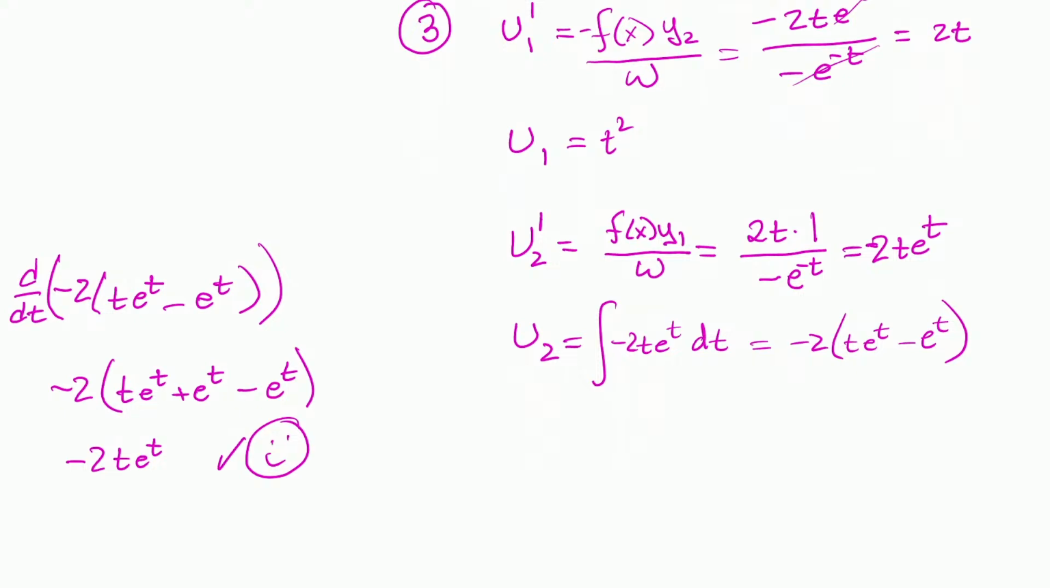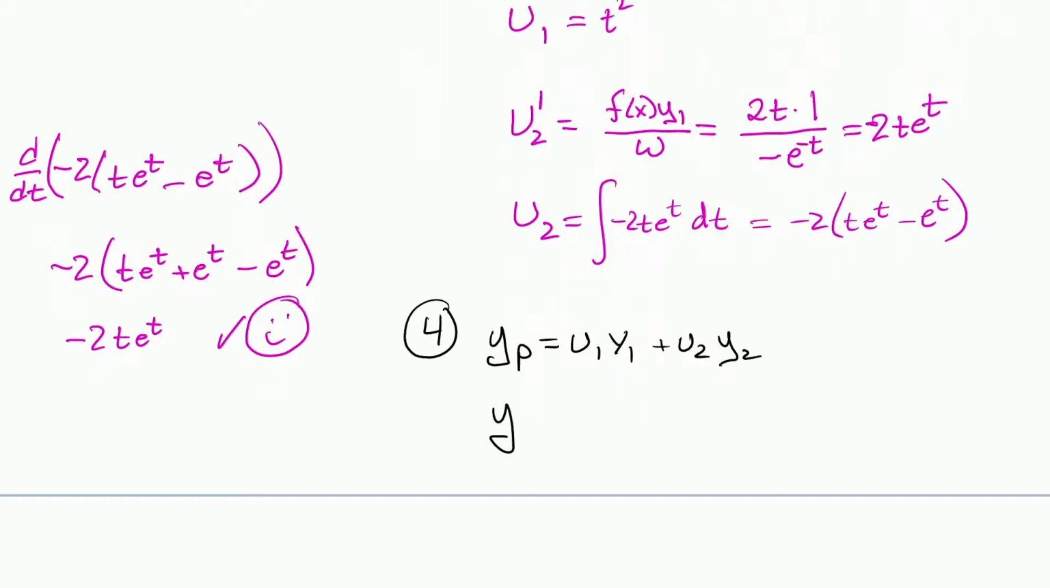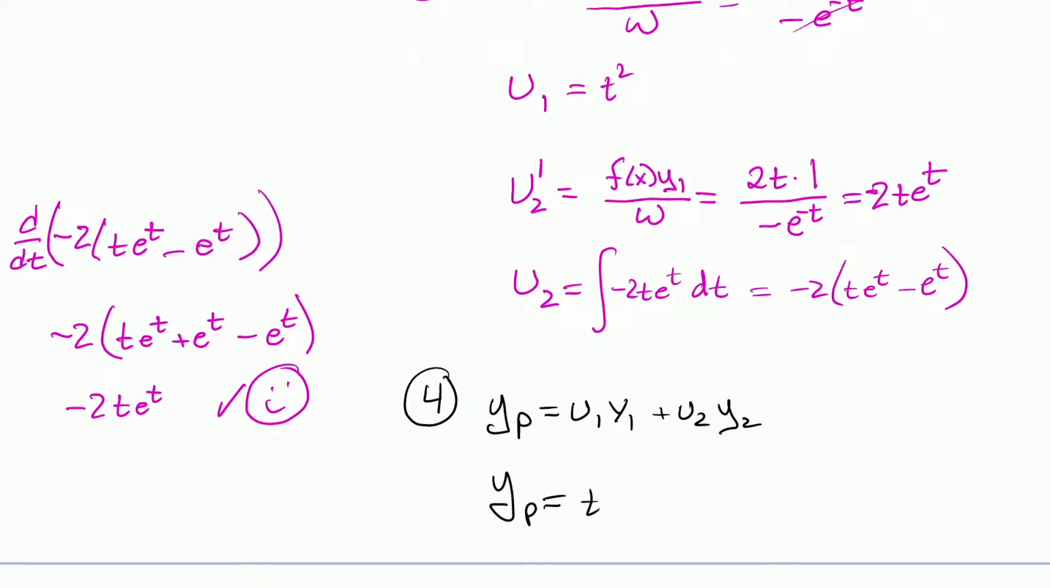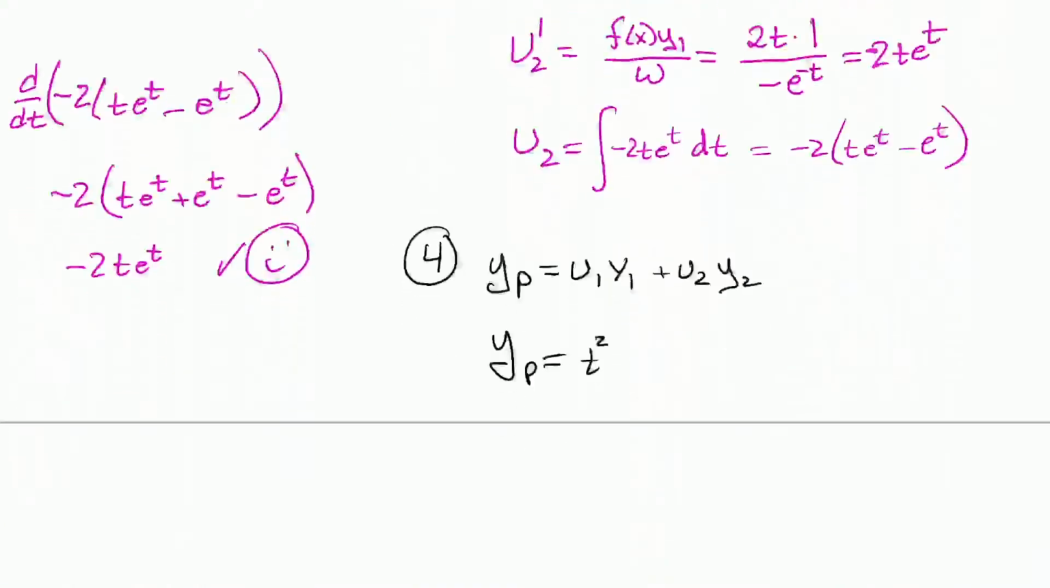Number 4, final step is that the particular solution is going to be u1 times y1 plus u2 times y2. I know, why does it have to be so complicated? Well, it's variation of parameters. And so this particular solution ends up being, let's see, u1, that's t squared. Come on back here. t squared times y1. y1 was just 1, okay? t squared times 1 plus u2, that's that mess there.